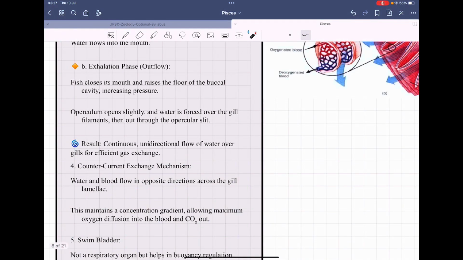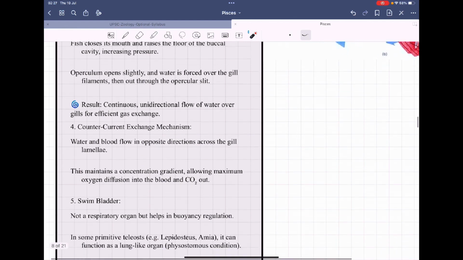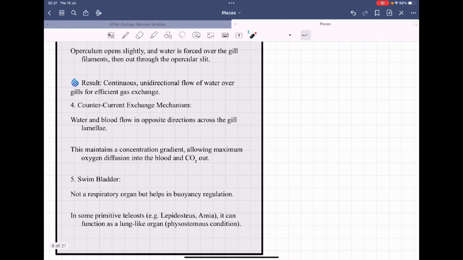The operculum opens slightly and the water is forced over the gill filaments, then out through the opercular slit. This results in a continuous unidirectional flow of water over the gills for efficient gas exchange.